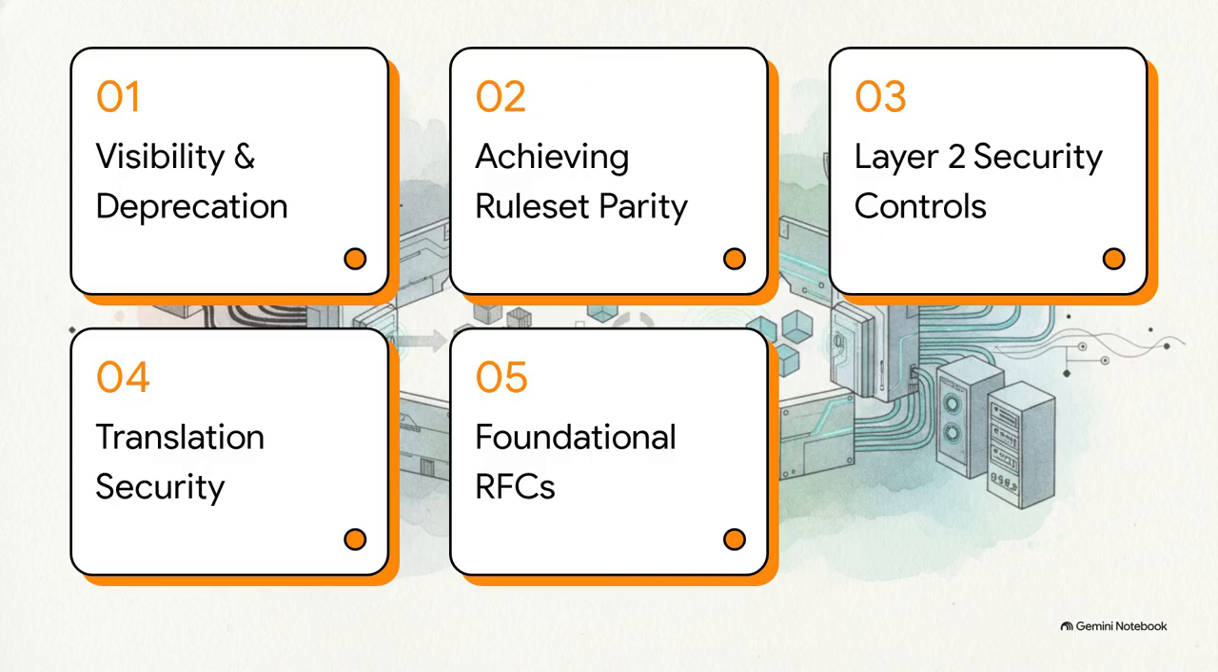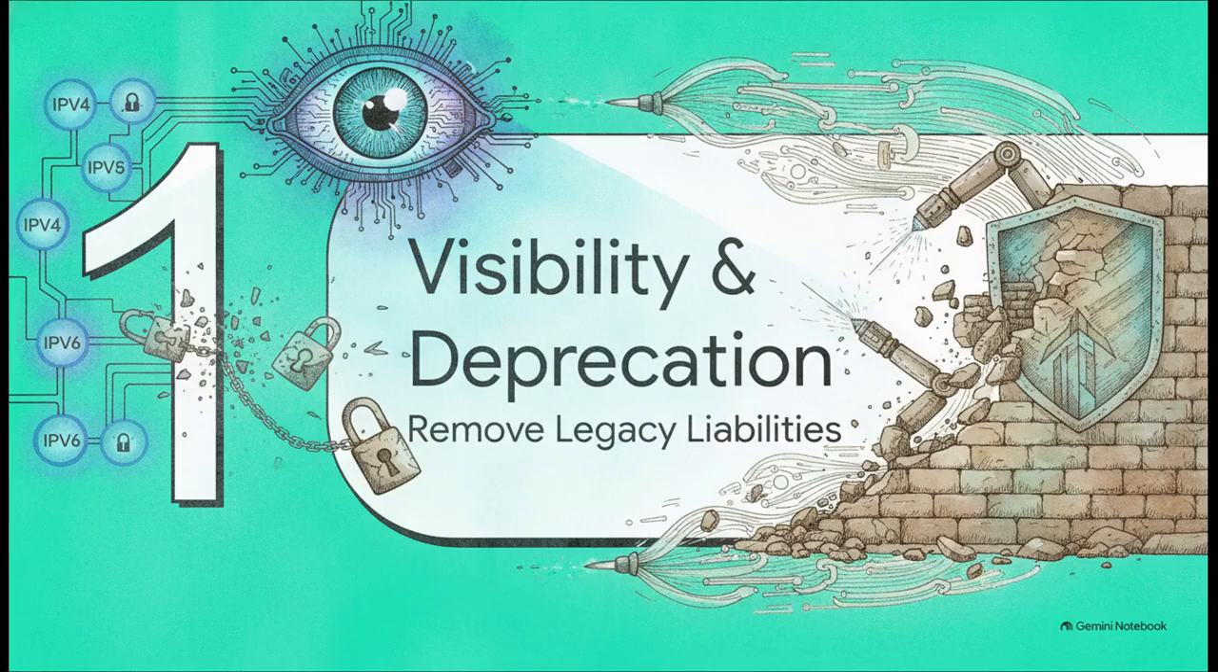Okay, so here's our roadmap for today. First, visibility and deprecation. Second, achieving rule set parity. Third, Layer 2 security controls. Fourth, translation security strategies, and we'll wrap it all up with our foundational RFC references. Let's dive right into Section 1, Visibility and Deprecation, Gaining Control and Removing Liabilities.